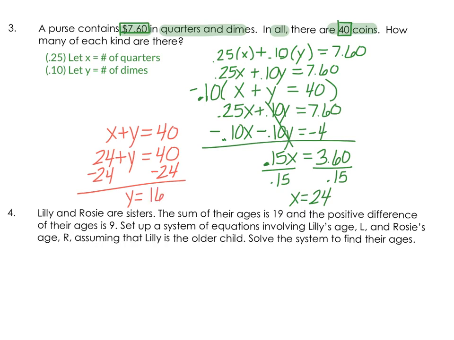So now I can put both of those into my answers. I do that by going back to the let statement and putting in the number of quarters is 24 and the number of dimes is 16. Remember that you can then check it in your calculator to make sure that it checks in both equations. So the 24 plus 16 to equal 40, and then the 0.25 times the 24 plus 0.10 times 16 to make sure that it equals $7.60 by plugging into both of the original equations. Okay, on to the next one.